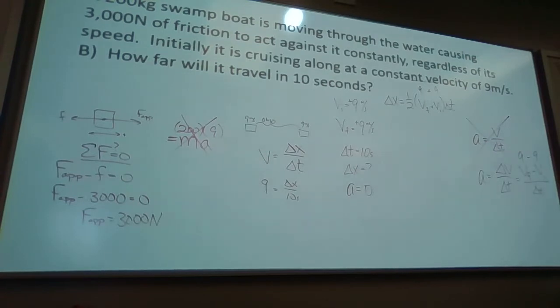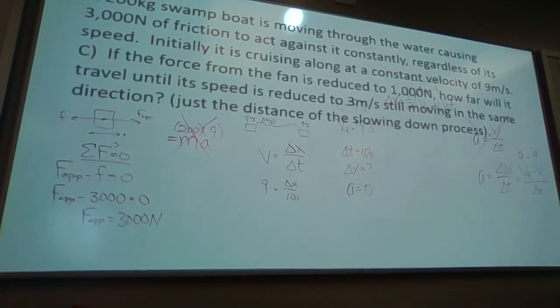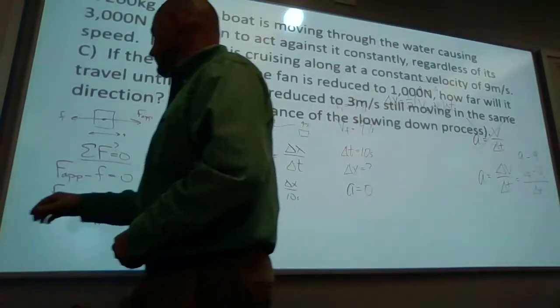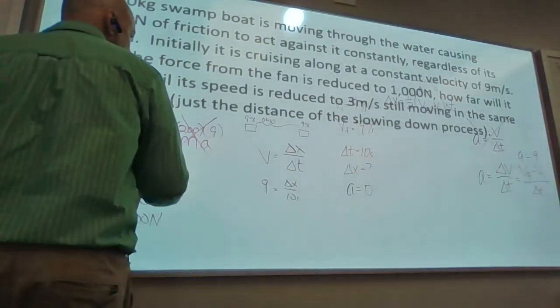How are we doing? Doing all right? Yep. So I'm changing the scenario a little bit. We're still on our swamp boat.